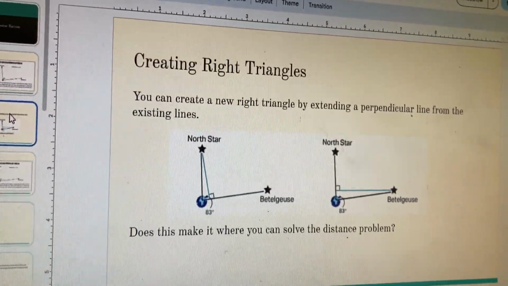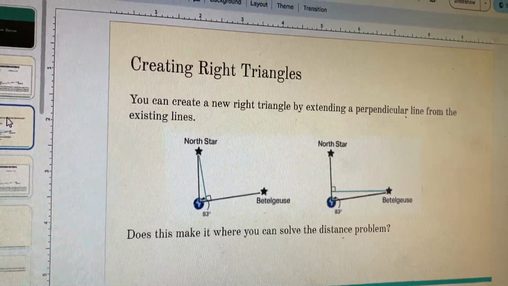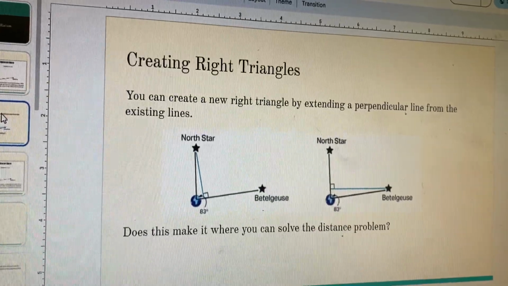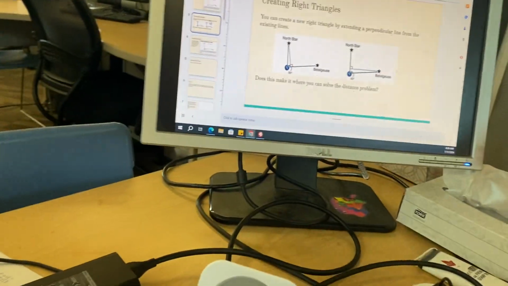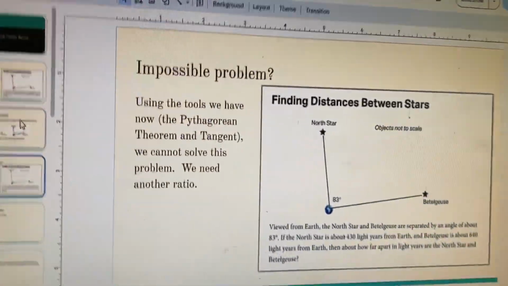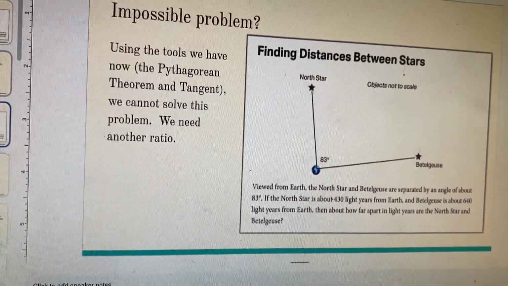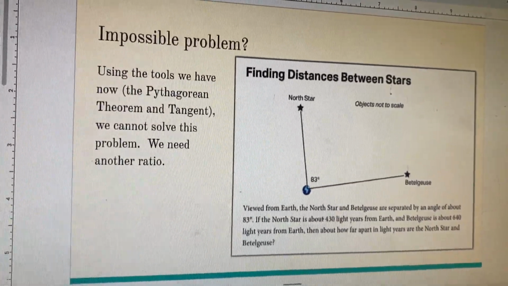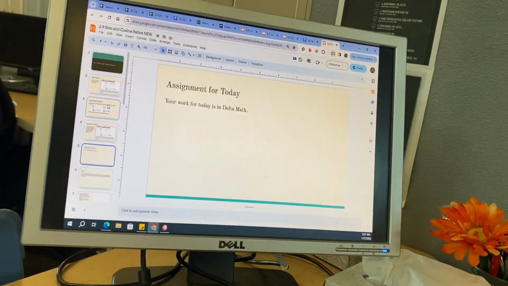So what we're going to need is a new ratio or a new way of doing this that's going to give us what we need as far as the hypotenuse of that triangle. So knowing that, we're going to be able to work this tomorrow as we introduce the sine and cosine ratios. Pretty simple set of notes for today.